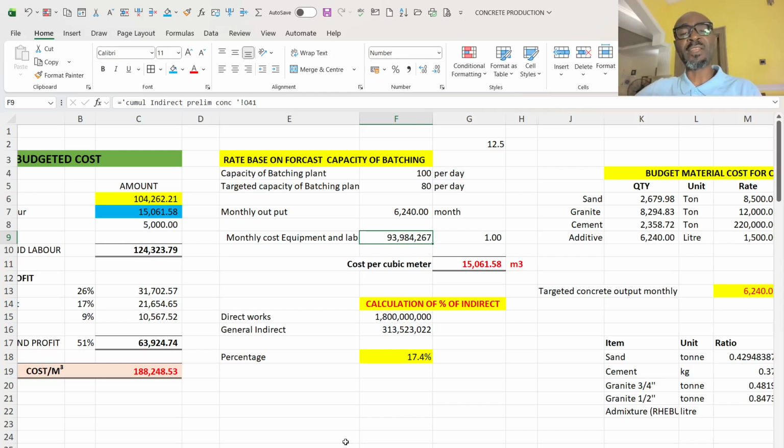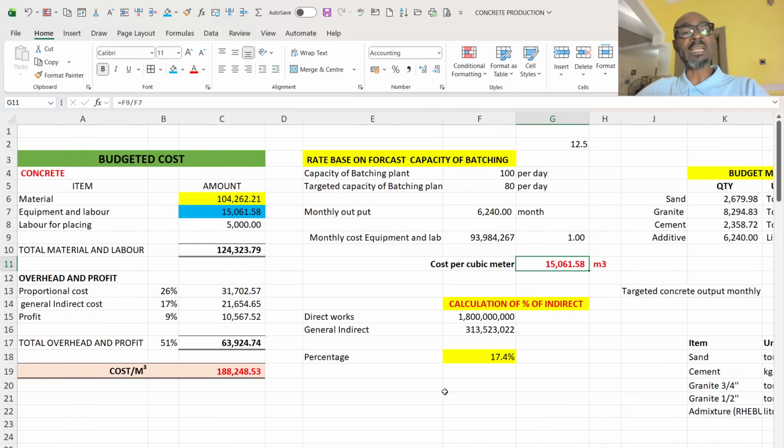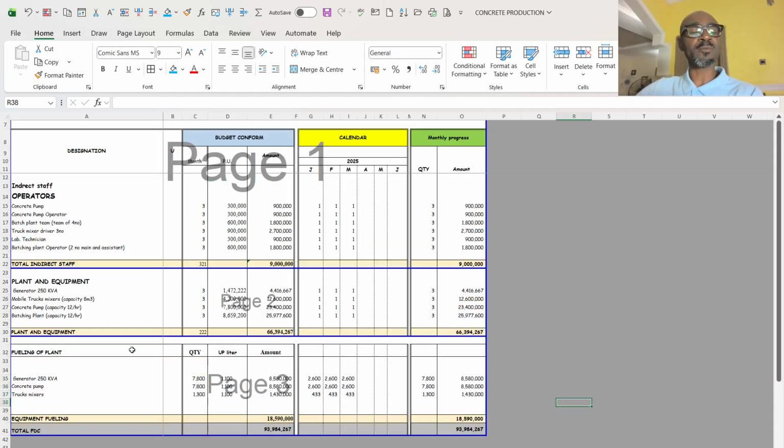It gave me 93,984,267 naira. Then I now divided the 93 million by the total volume of my concrete that I'll cast in those 3 months. So I now arrive at the cost of equipment to be 15,061 naira 58 kobo per cubic meter, which I now brought here. I'm going to take us through how I arrived at the 93 million.